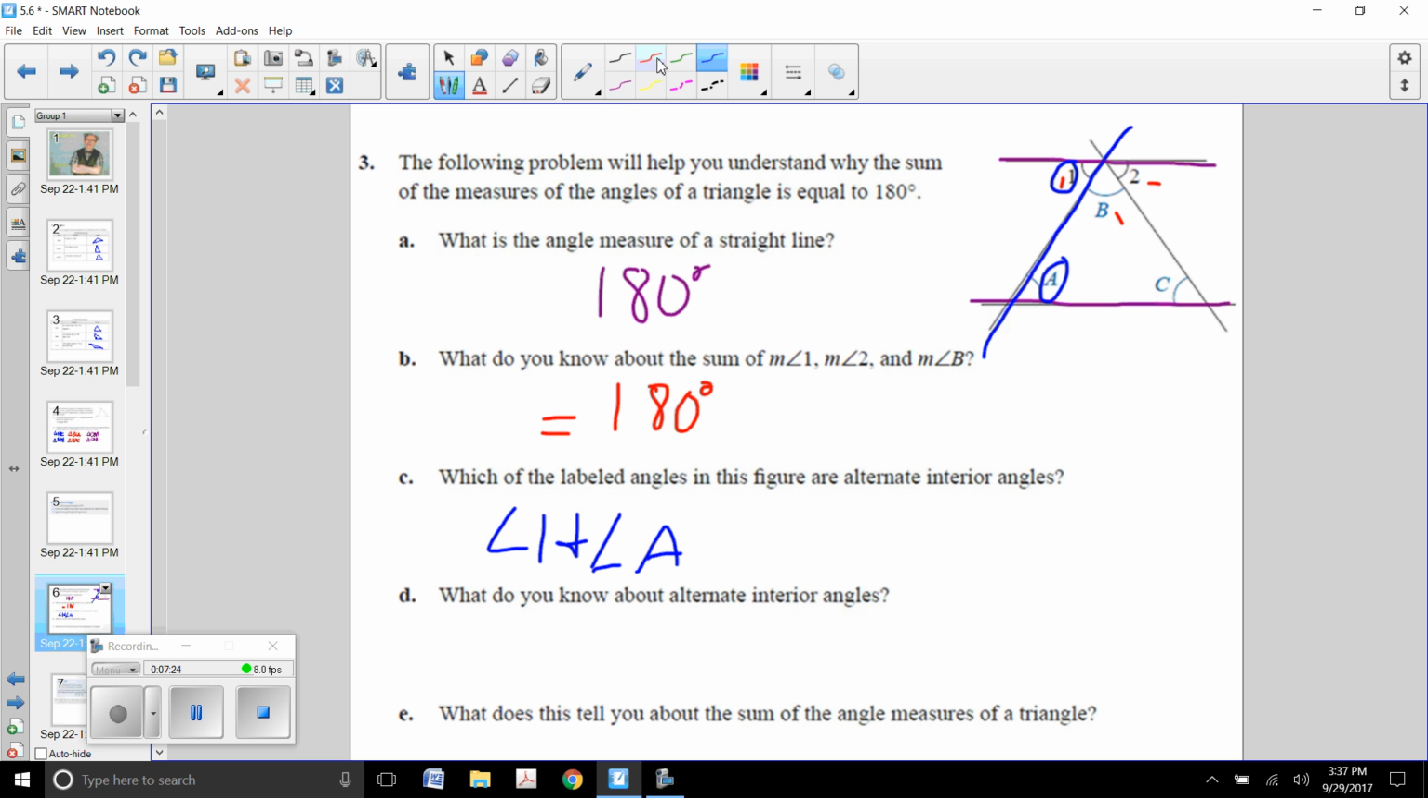And then if we look at the opposite side, the right side of our triangle, as our transversal, we can see that angle 2 and angle C are alternate interior angles as well. So what do we know about alternate interior angles? They are equal.